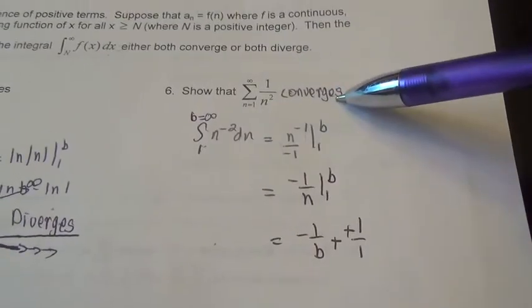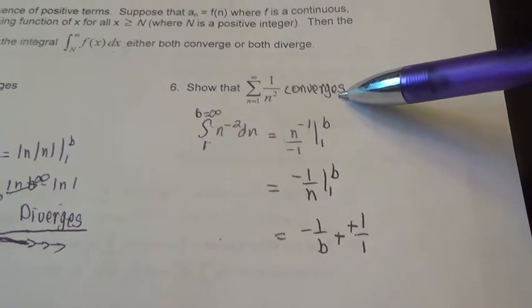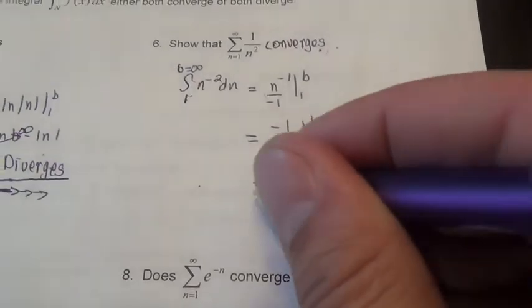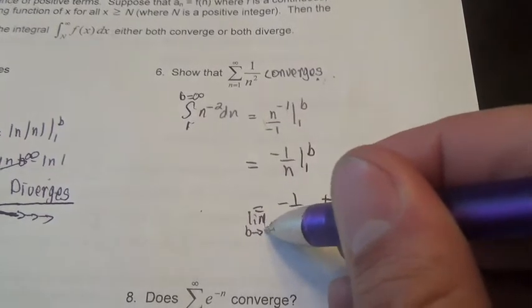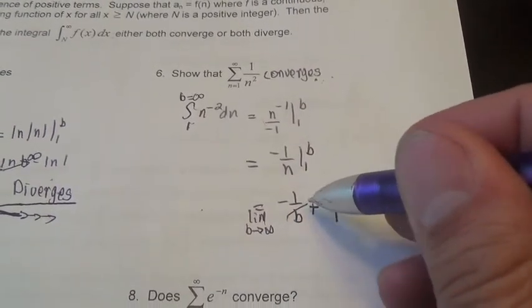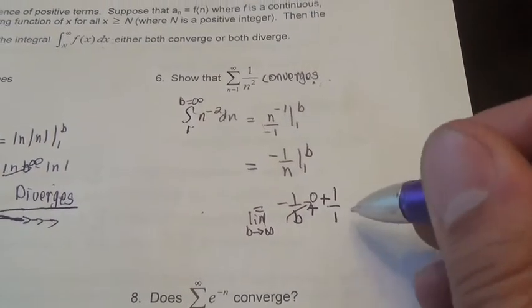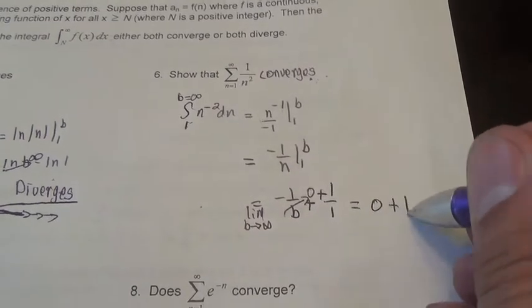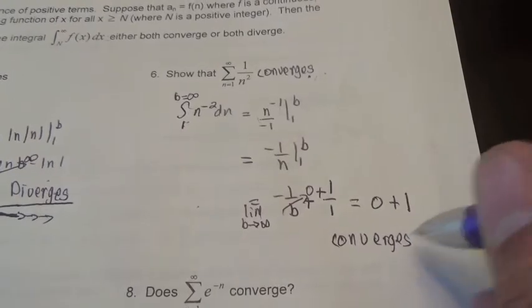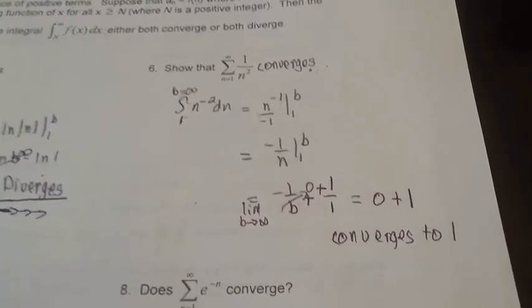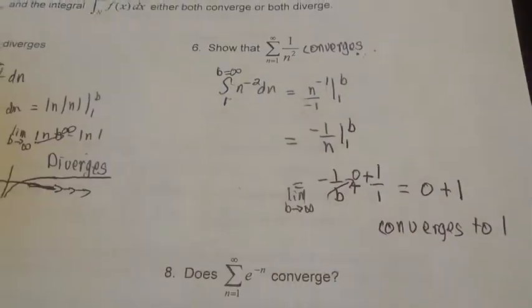This should converge, based upon the p-series that we talked about at the top of the page up here. So you're going to see that this now will converge, because as we calculate our limit as b approaches infinity, this here goes to 0, which means you end up with a 0 plus a 1. This converges to 1. Okay, so that converges.